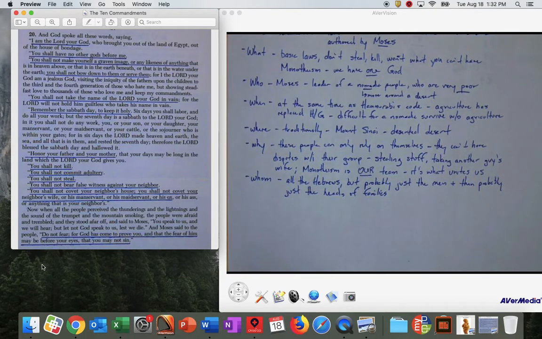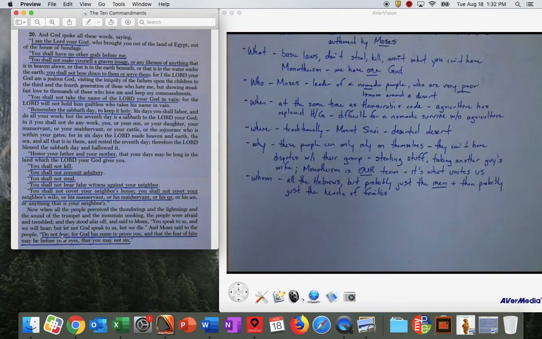Like, these are laws that everybody has to abide by. But there's not much in there about women stealing other people's husbands. You shall not covet your neighbor's wife. It doesn't say the opposite. So it's probably just the men that Moses is talking to here.